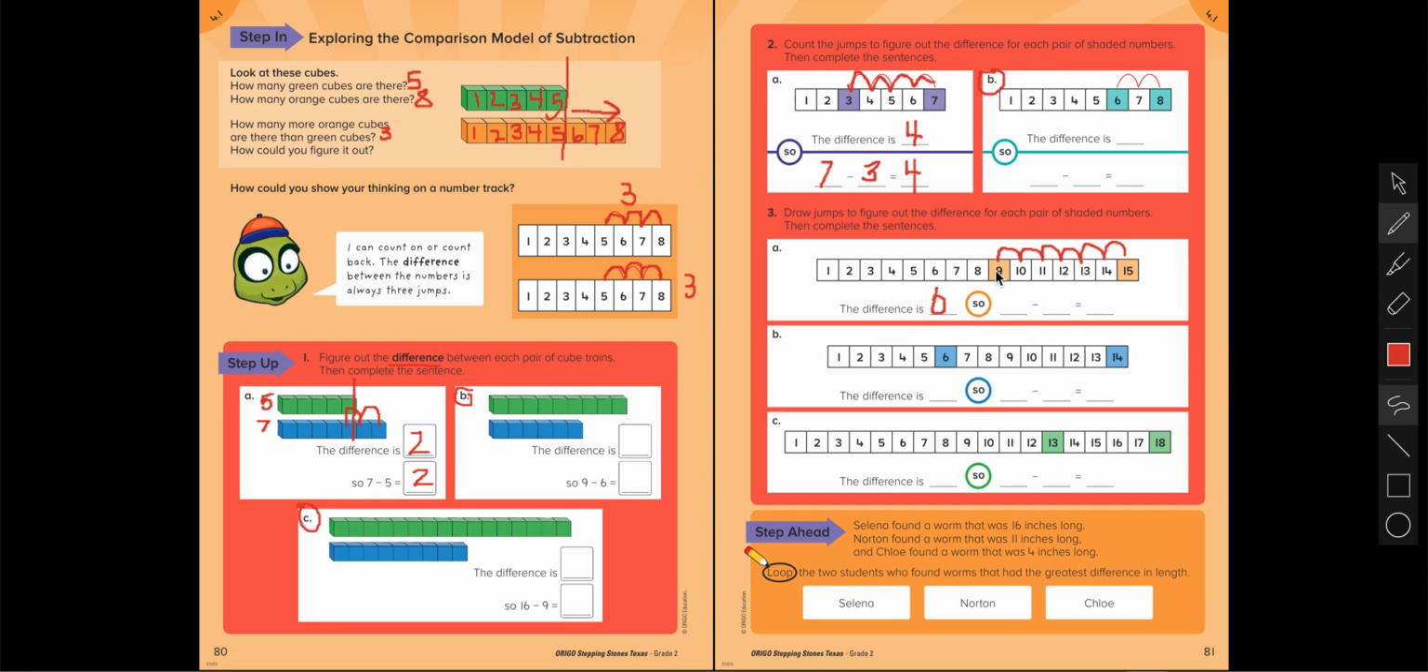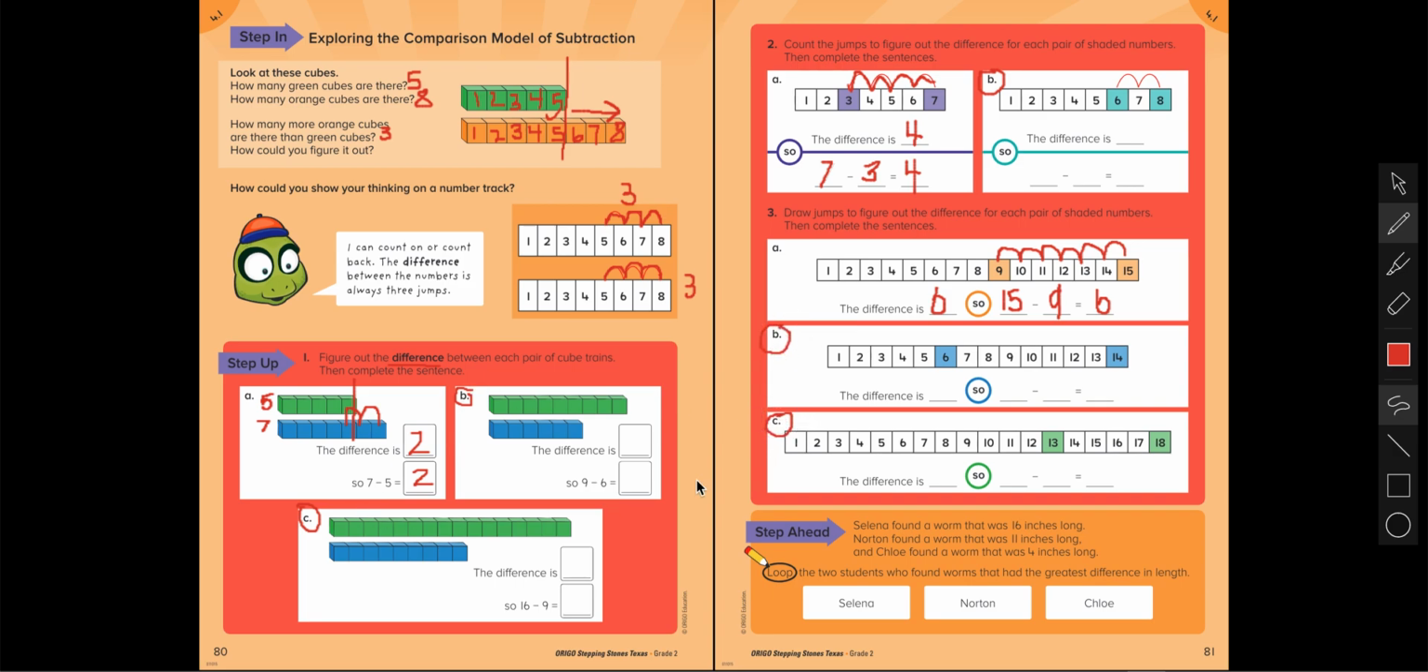Now I am going to write my number sentence. My greater value is 15 minus 9, which is my other shaded number, which equals 6. Because 15 minus 9, which is the difference, equals 6. Now you're going to complete B and C on your own.